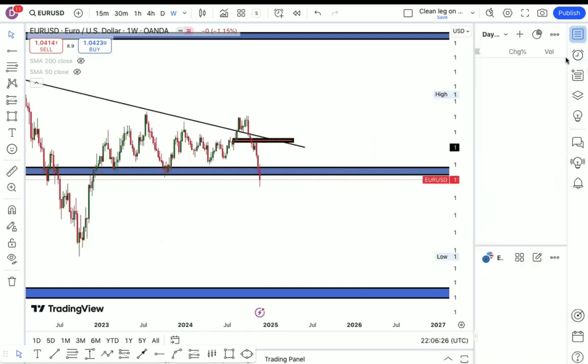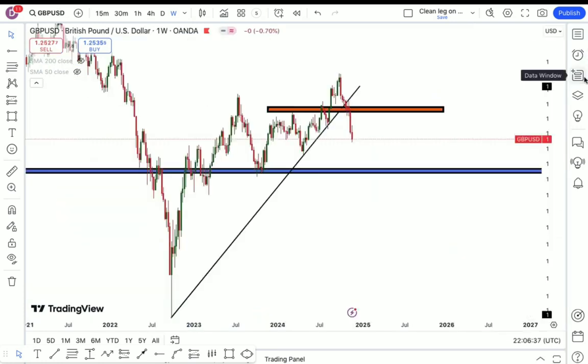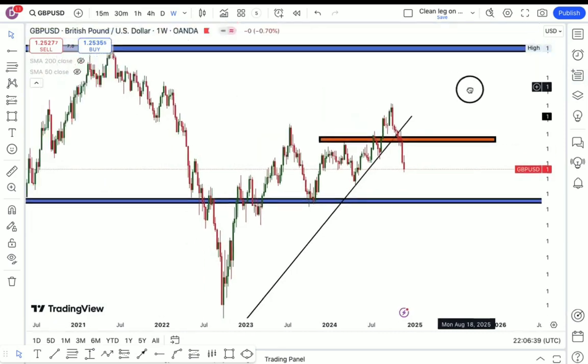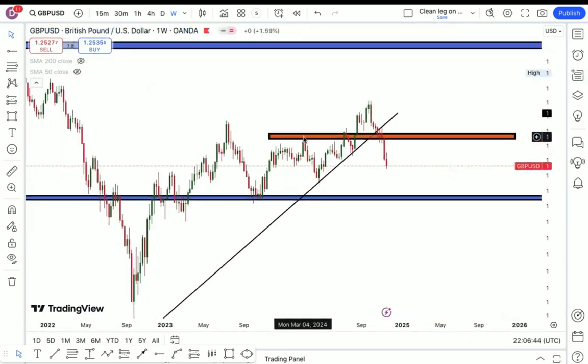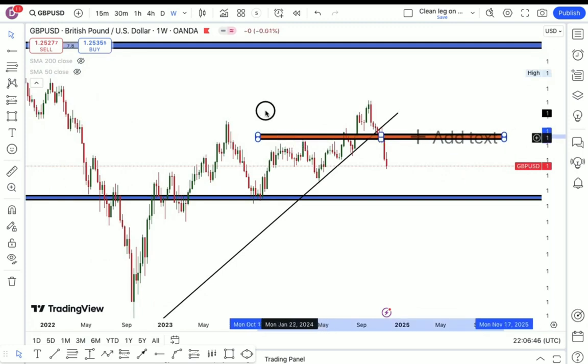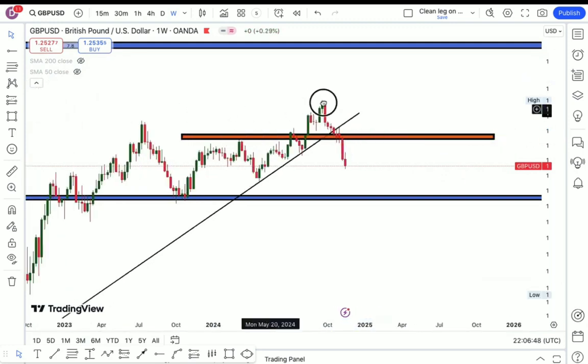The next pair on my list now is the pound sterling. So GBP/USD also has a very similar setup compared to the euro dollar and also the Aussie. For GBP/USD, it's a bit clearer in the sense that we are still within range. So what I'm looking for is very simple.